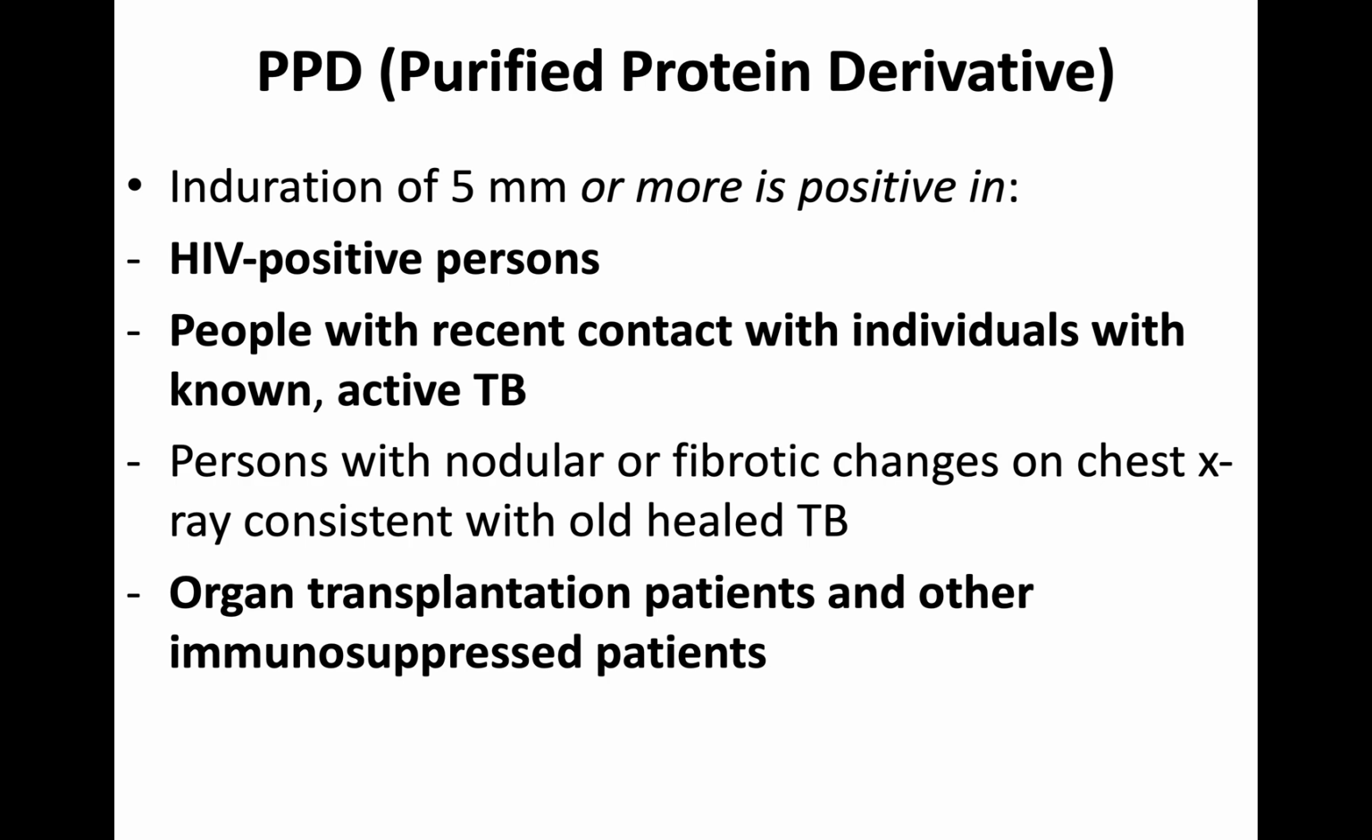So the more at risk someone is, the smaller the area needs to be in order to be positive. If that darker circle in the middle is only 5 millimeters across, it would be positive if the person was HIV positive, if they were in recent contact with someone we know has active TB, if they've had an organ transplantation in the past, or if they have chest x-rays which show that an old Ghon focus or an old calcific nodule has changed in any way. So 5 millimeters or more is positive in that cohort of people.